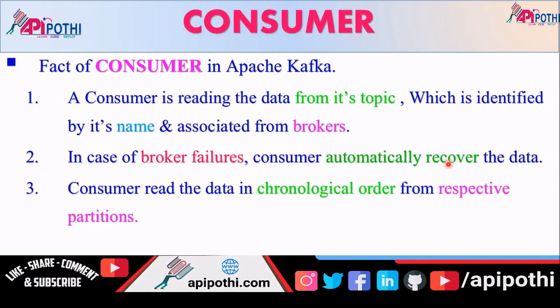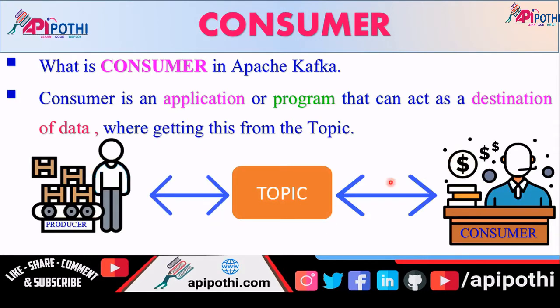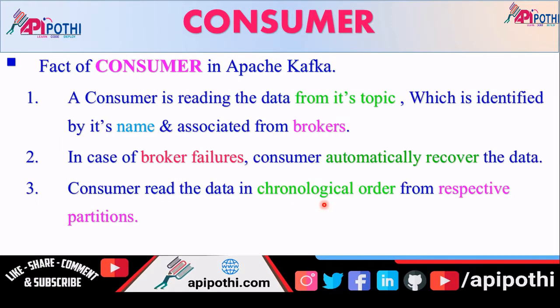So there are some various facts of the consumer. The first fact is that a consumer reads the data from its topic, meaning that there are many producers and many consumers, and along with that you will have many topics also. So the consumer knows from which topic it has to read the data. So the consumer has the topic ID. That is the reason we are saying a consumer is reading the data from its topic, not from another topic. And how does it get to know that this topic is mine or not? That is identified by its name, that is called ID.